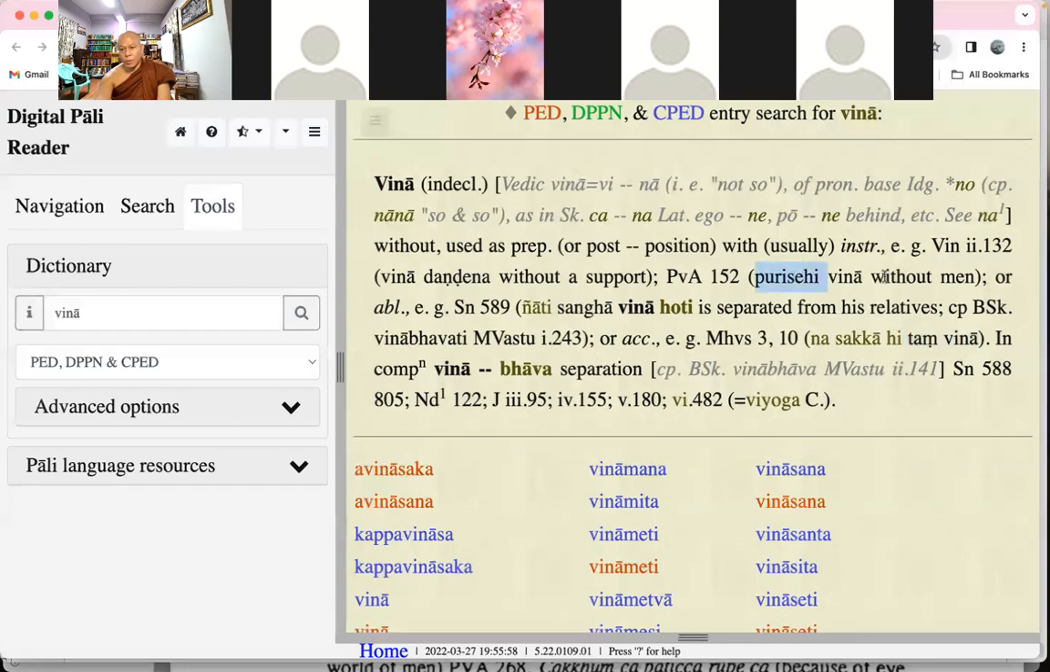So here with the instrumental, Buddhehi vina. And maybe here or the ablative case also. That Buddhehi, maybe both can be instrumental as well as ablative. Okay, three can be. One is with the accusative case. So na sakka hi dhamma vina. It is not possible without him, maybe to do that, without that, in this way.